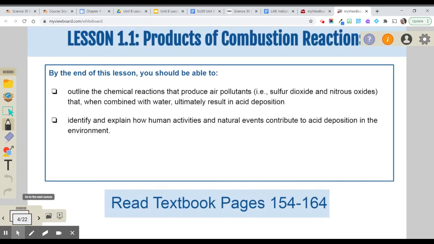So by the end of this lesson, you should be able to outline the chemical reactions that produce air pollutants, and specifically sulfur dioxide, nitrous oxides, and also let's add in there carbon oxides or carbon dioxide, that when combined with water actually result in acid deposition or rain, and identify how human activities and natural events contribute to acid deposition in the environment. Now we're going to do that in this lesson, but we're also going to do that in future lessons. You can see also their textbook reference there, so if you would like to use your textbook as you're going through some of the examples, I'll be referring to the textbook.